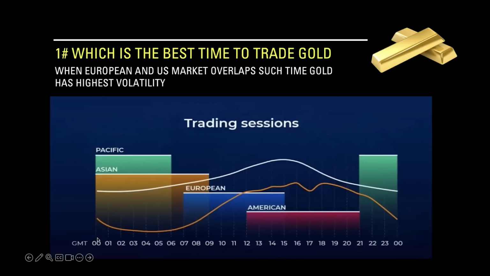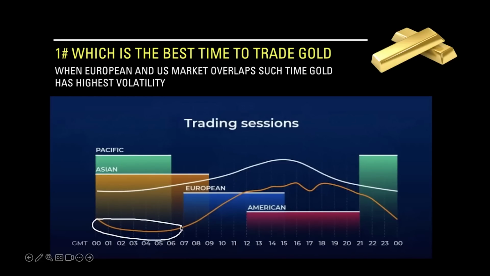So you can see in this image that the Asian market opens around this time, the European market opens around this time, and the American market opens around this time. So you can see that this is the volatility graph.